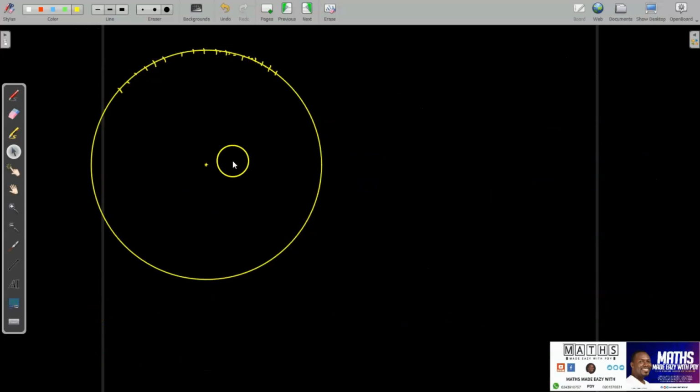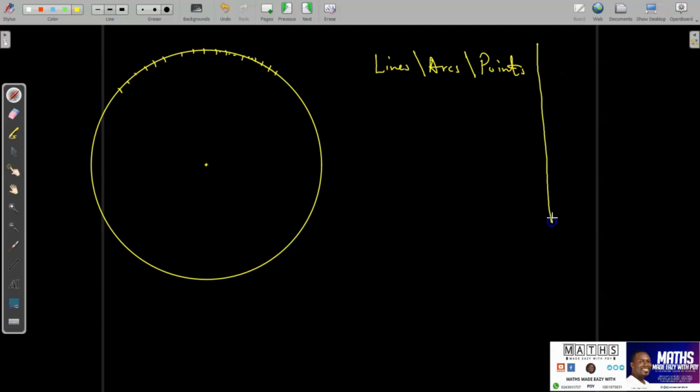All right, so a circle has been grouped into two major parts. We have what we call the lines, the arcs, and then the points. They form one part, and then the other part, we have the areas, let me put it that way.